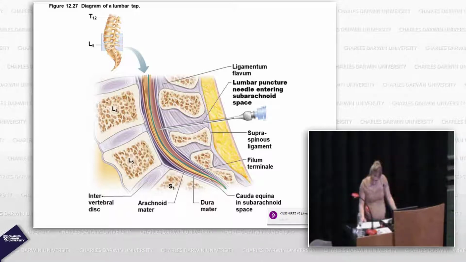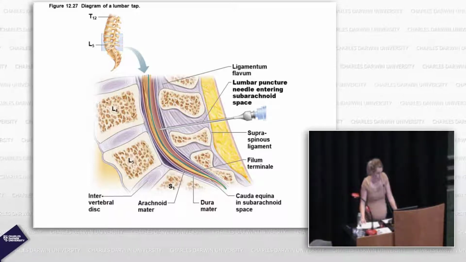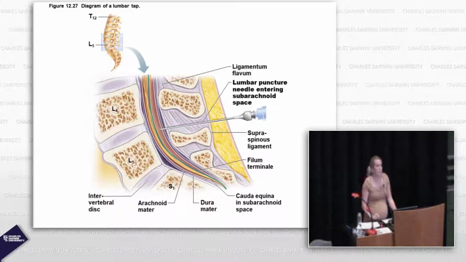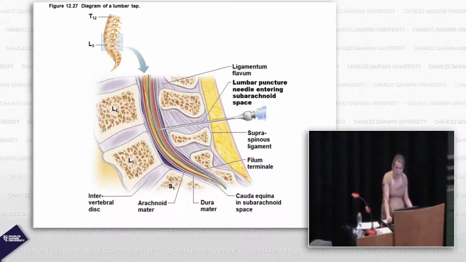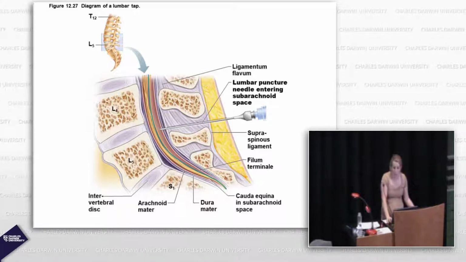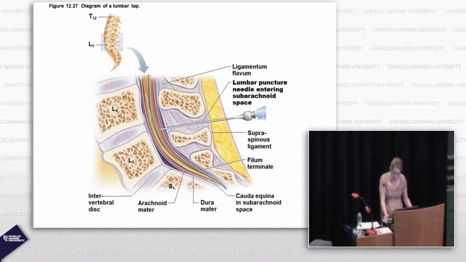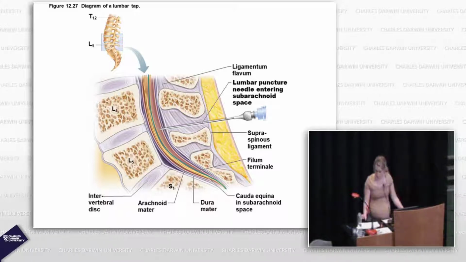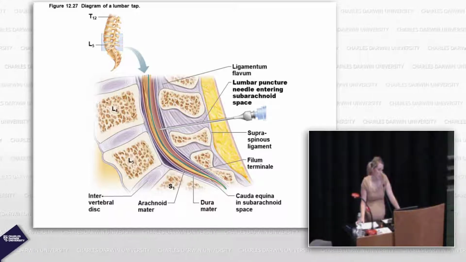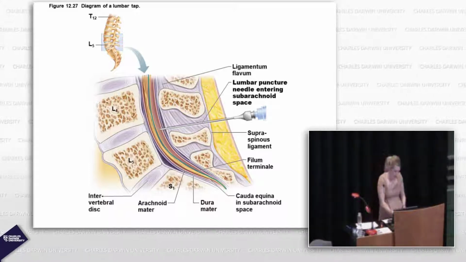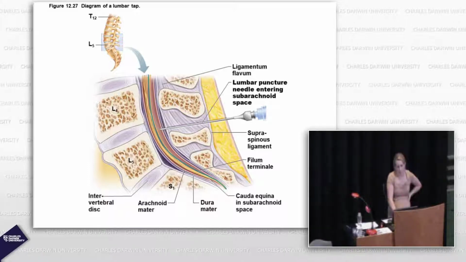This is also the space that's used for a spinal tap or a lumbar puncture. Basically a needle is inserted in between the fourth and fifth lumbar, and you can draw the cerebrospinal fluid out from this subarachnoid space. It can be used to diagnose quite a few different things, infections like meningitis. It's quite commonly used when they're trying to diagnose issues with babies.